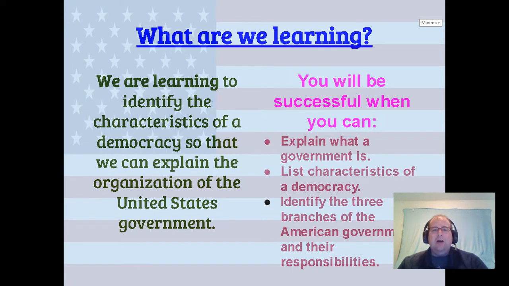If you'll follow along, I'm going to read our intentions for today. We are learning to identify the characteristics of a democracy so that we can explain the organization of the United States government. You will be successful when you can explain what a government is, list characteristics of a democracy, and identify the three branches of the American government and their responsibilities. Who thought the American government had responsibilities?